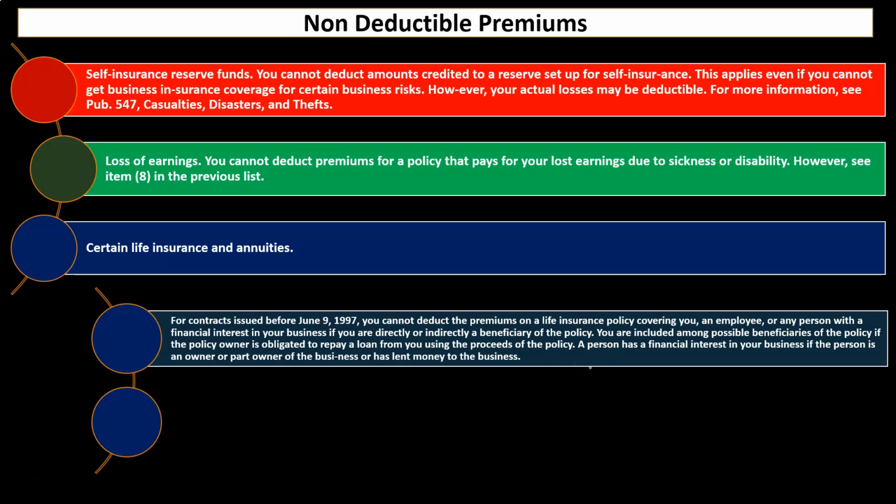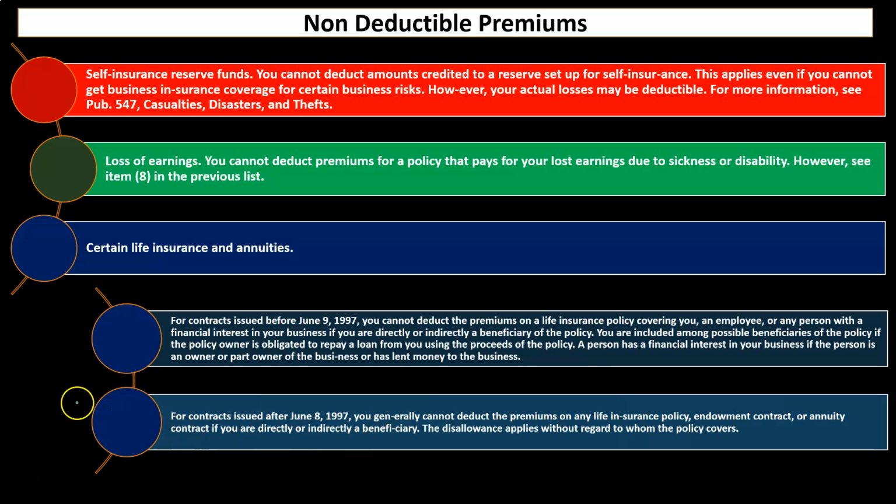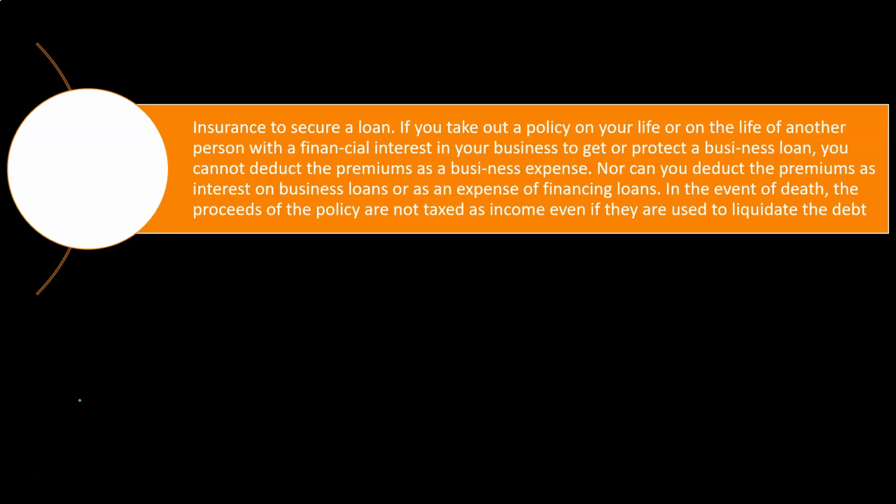You can include among possible beneficiaries of the policy if the policy owner is obligated to repay a loan from you using the proceeds of the policy. A person has a financial interest in your business if the person is an owner or part owner of the business or has lent money to the business. For contracts issued after June 8, 1997, you generally cannot deduct the premiums of any life insurance policy, endowment contract, or annuity contract if you are directly or indirectly a beneficiary. The disallowance applies without regard to whom the policy covers.